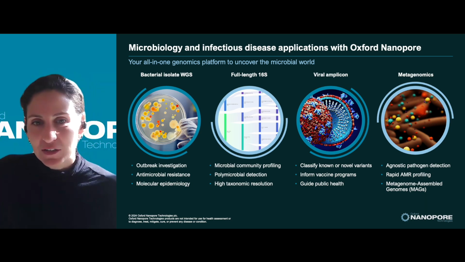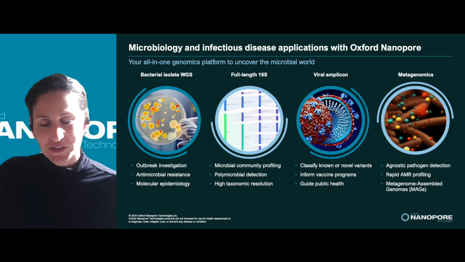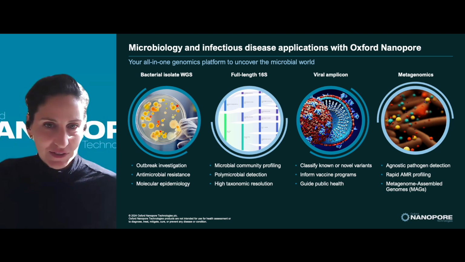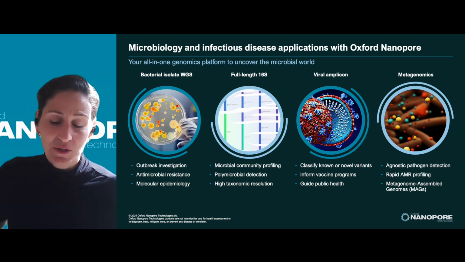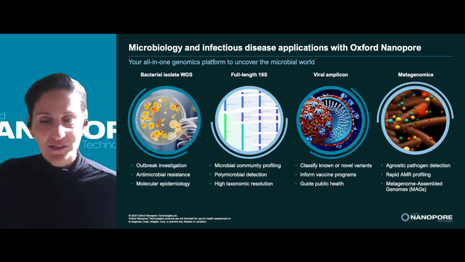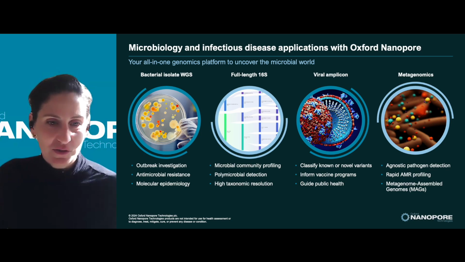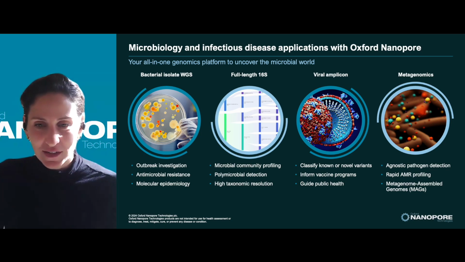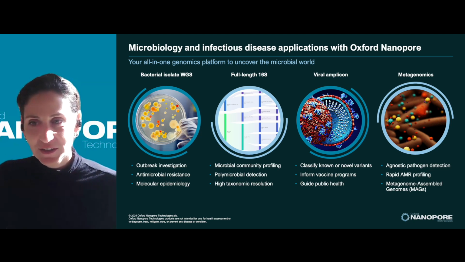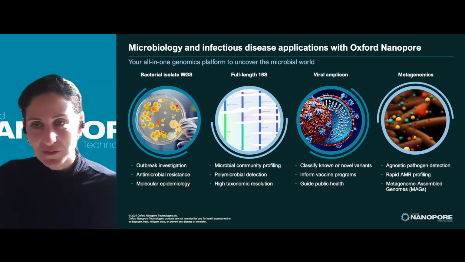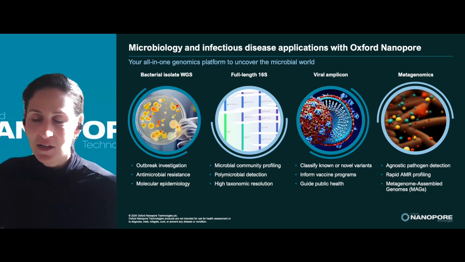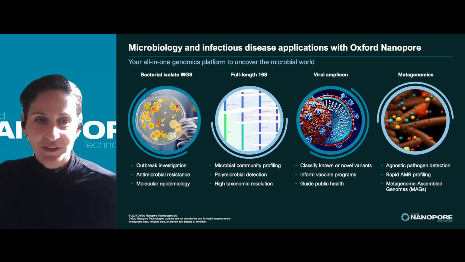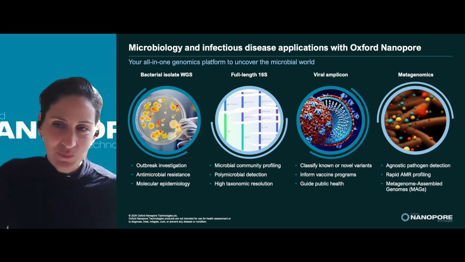So we can really break down our microbiology and infectious disease applications at Oxford Nanopore into 4 different sections. The first is microbial isolates, and we had a fantastic knowledge exchange on this a couple of weeks ago. You can just search for NOMIS. The second is our full-length 16S for microbial community profiling. And then we also have viral amplicon tiling for whole genome viral sequencing. And finally, metagenomic sequencing for agnostic pathogen detection.